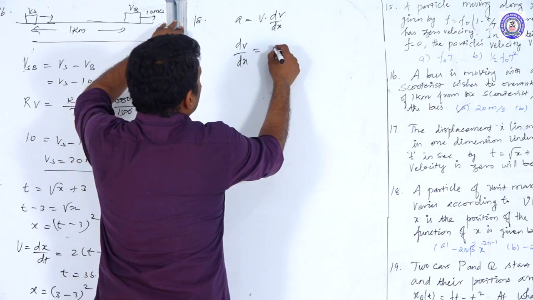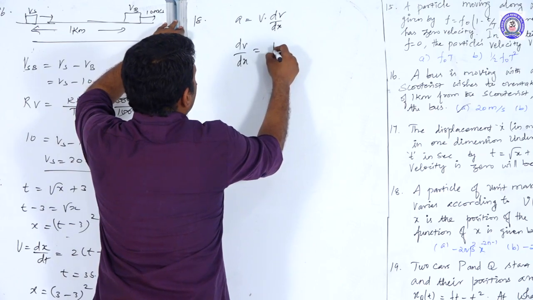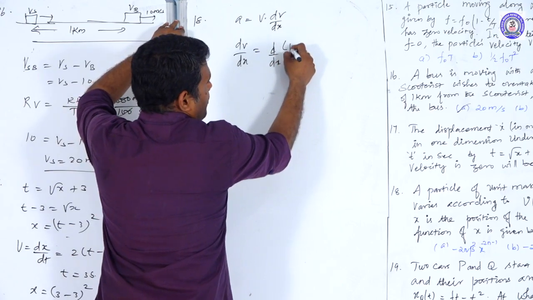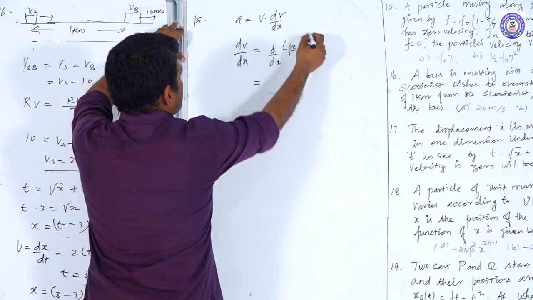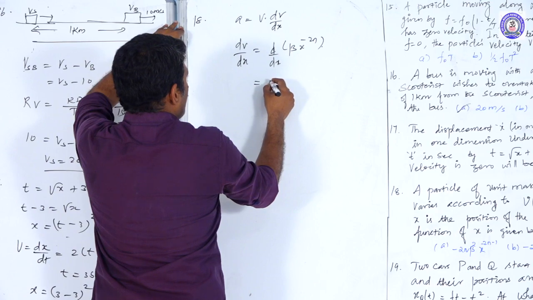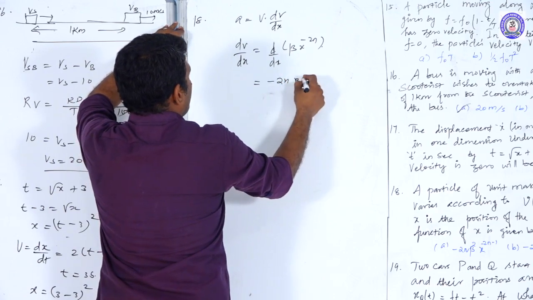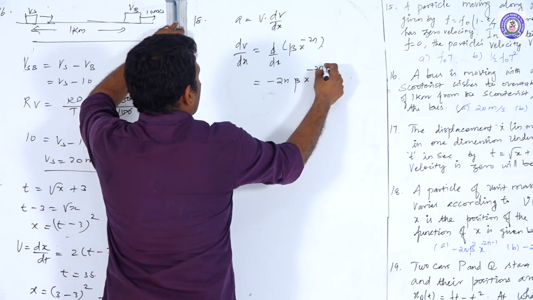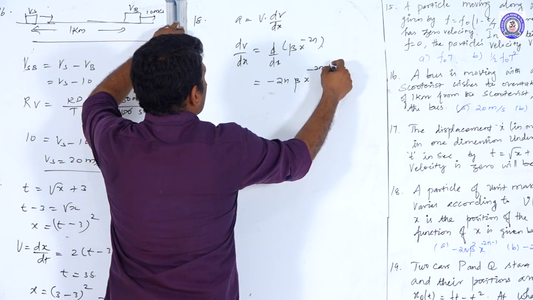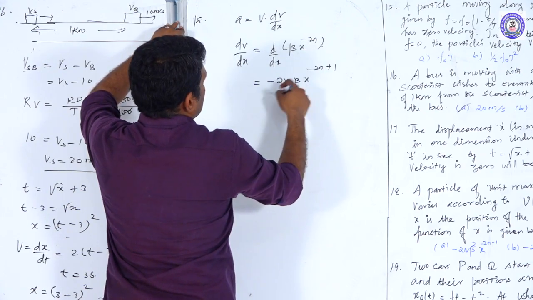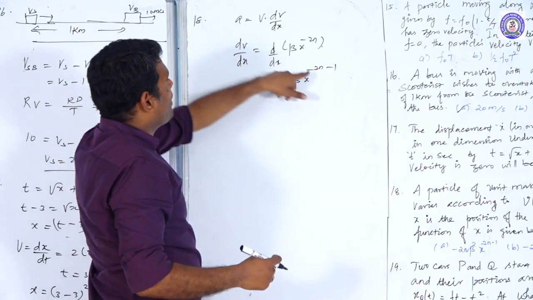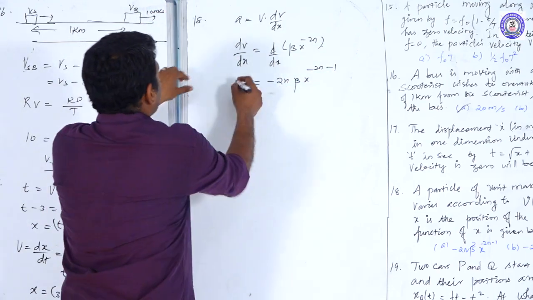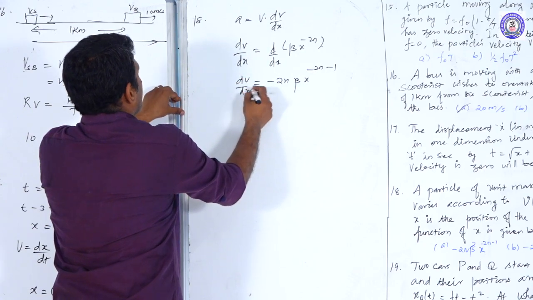dv by dx is equal to d by dx of beta x power minus 2n. On differentiating this, you will have minus 2n beta x power minus 2n minus 1. This is the value of dv divided by dx.